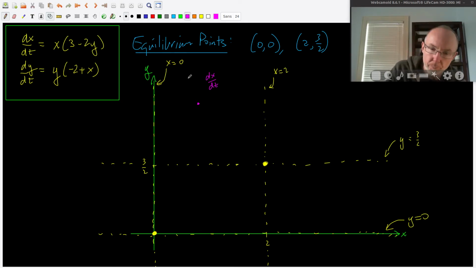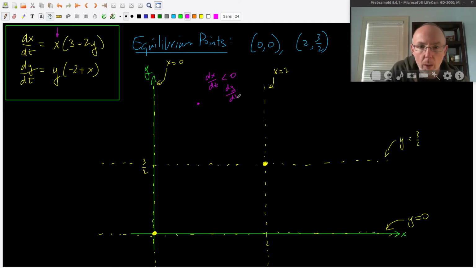Well, when the x value is between 0 and 2, the x value is positive, so this term is positive. And then for this other term, the y value is bigger than 3/2, so maybe it's 2. We're up here at y equals 2 maybe, and if I plug y equals 2 in there, I get a negative number. So this is a positive times a negative. So x is decreasing in this region.